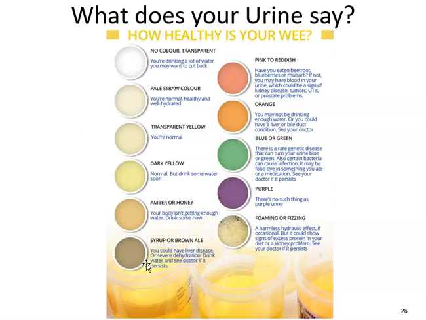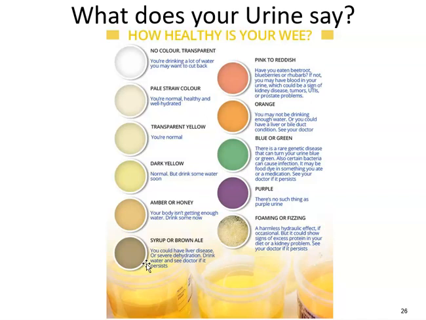Now, before you go on to the terminology, what does your urine say about you? Well, if it's no color, transparent, people think that having clear urine is healthy, but actually if your urine is clear, then you're drinking a lot of water and you may want to cut back. So it shouldn't be completely clear. It should actually be, I like to call it, light lemonade or a pale straw color. You're normal, healthy, and well hydrated. Again, if it's transparent yellow, that's normal.